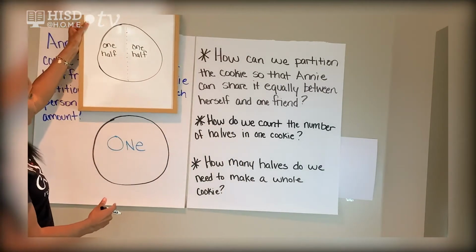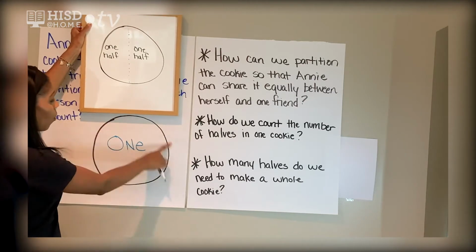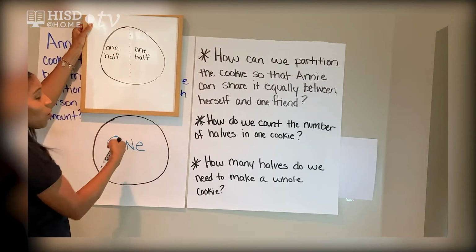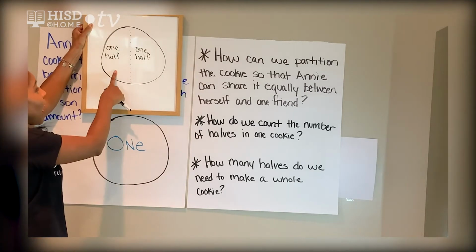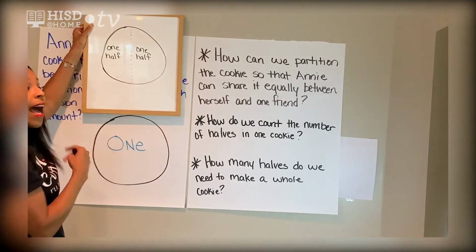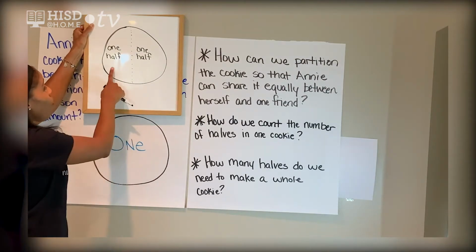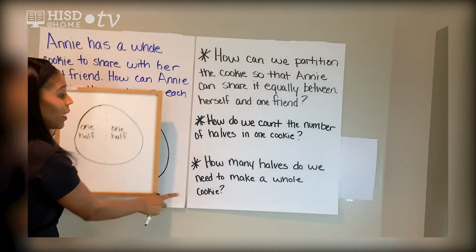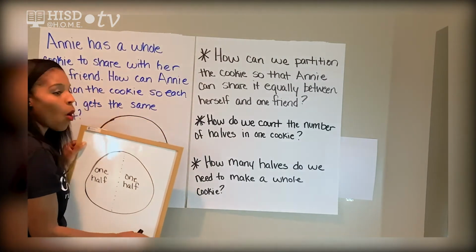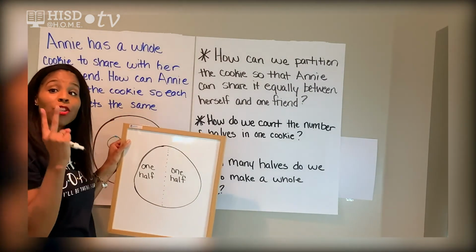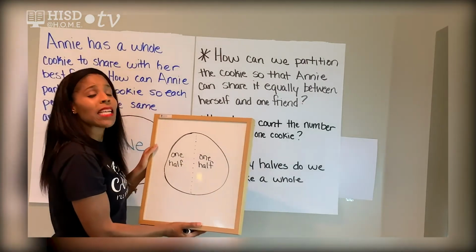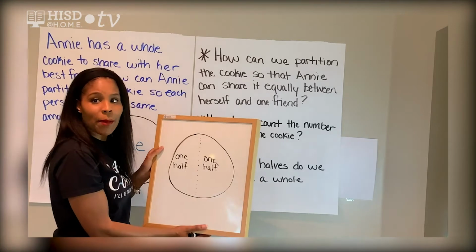So now I have my 1 whole here, and I partition my circle down the center. I have 1 half and 1 half. How do I read it? I say 1 half, 2 halves. How many halves do we need to make a whole cookie? We need 2 halves. So now I want to use a complete sentence to answer my question for today.